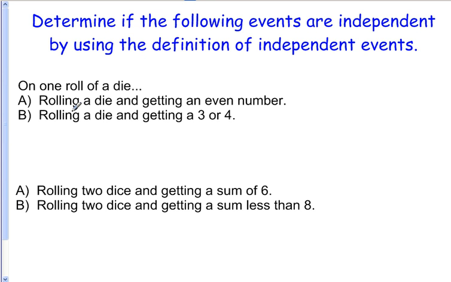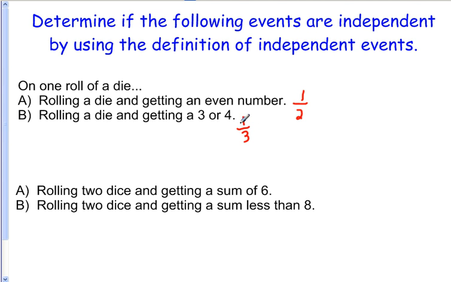So event A is rolling a die and getting an even number. So the probability of this happening is 1/2. That would be numbers 2, 4, and 6. That's 3 out of 6. And then event B is the probability of rolling a die and getting a 3 or a 4. Well, this is 2 out of 6, or 1/3.